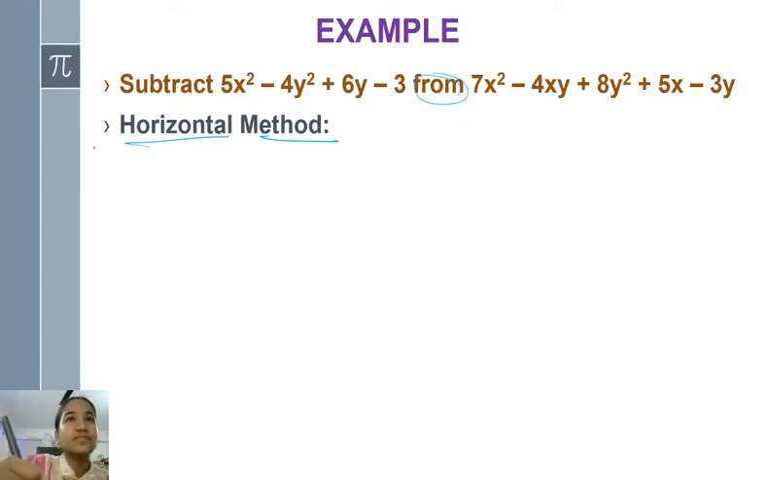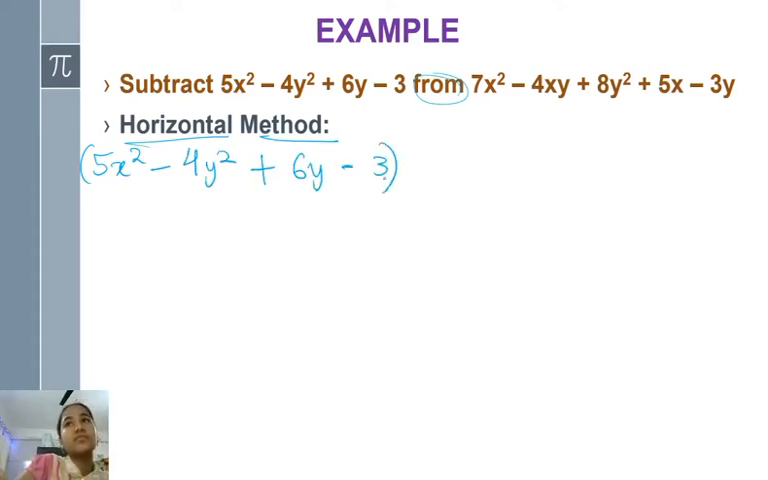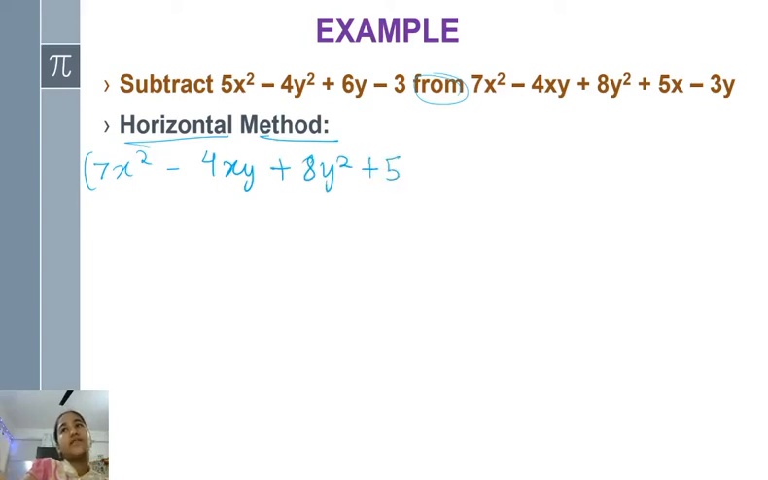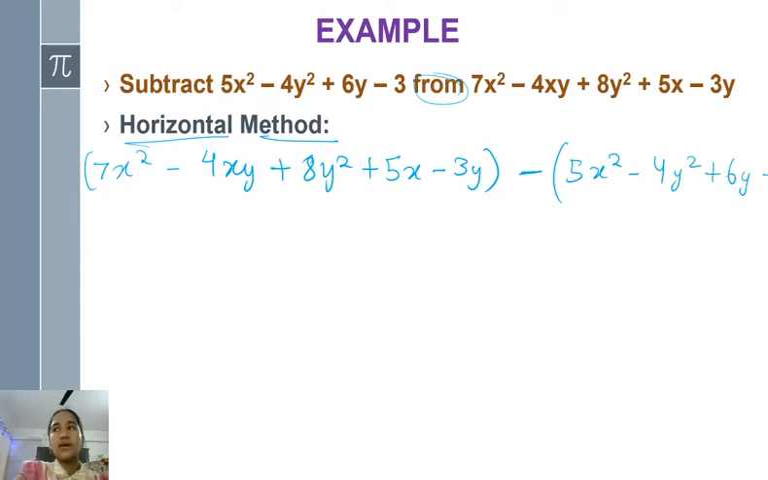So, first you have to insert the brackets and place the expressions inside the brackets. From 7x squared, as I mentioned, first we take that expression; it's a waste of time writing the question again. Minus 4xy plus 8y squared plus 5x minus 3y, minus, this time it's minus, 5x squared minus 4y squared plus 6y minus 3.